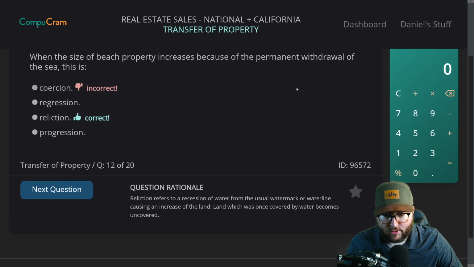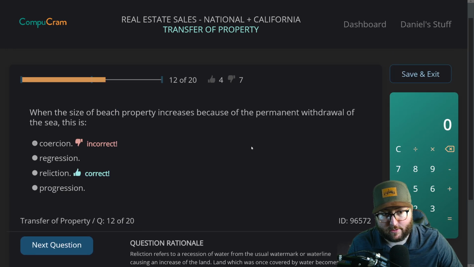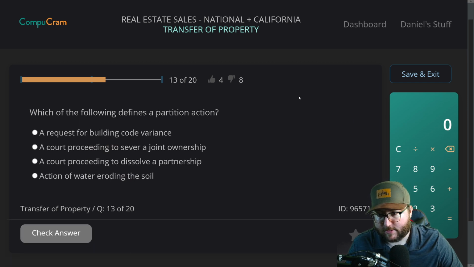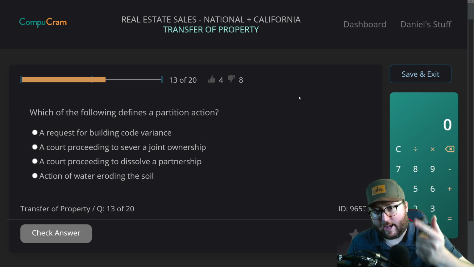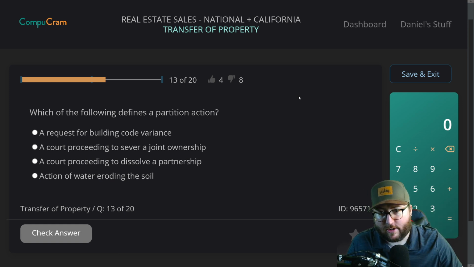Reliction. Question rationale. Reliction refers to a recession of water from the usual watermark or water line, causing an increase of the land which was once covered by water boundaries. Once covered by water becomes uncovered. You get some more land. Reliction. Yeah, those riparian rights. So riparian rights, title, and deed. Get all those going, and you might be on your way.